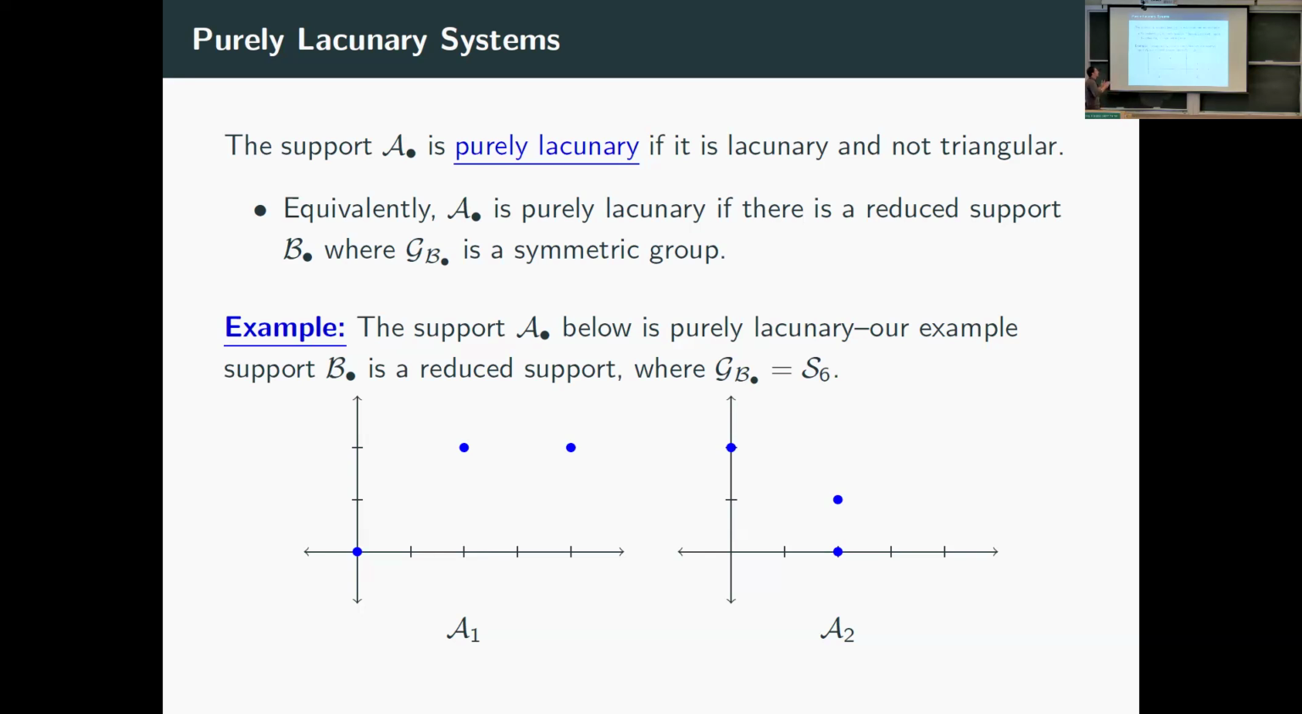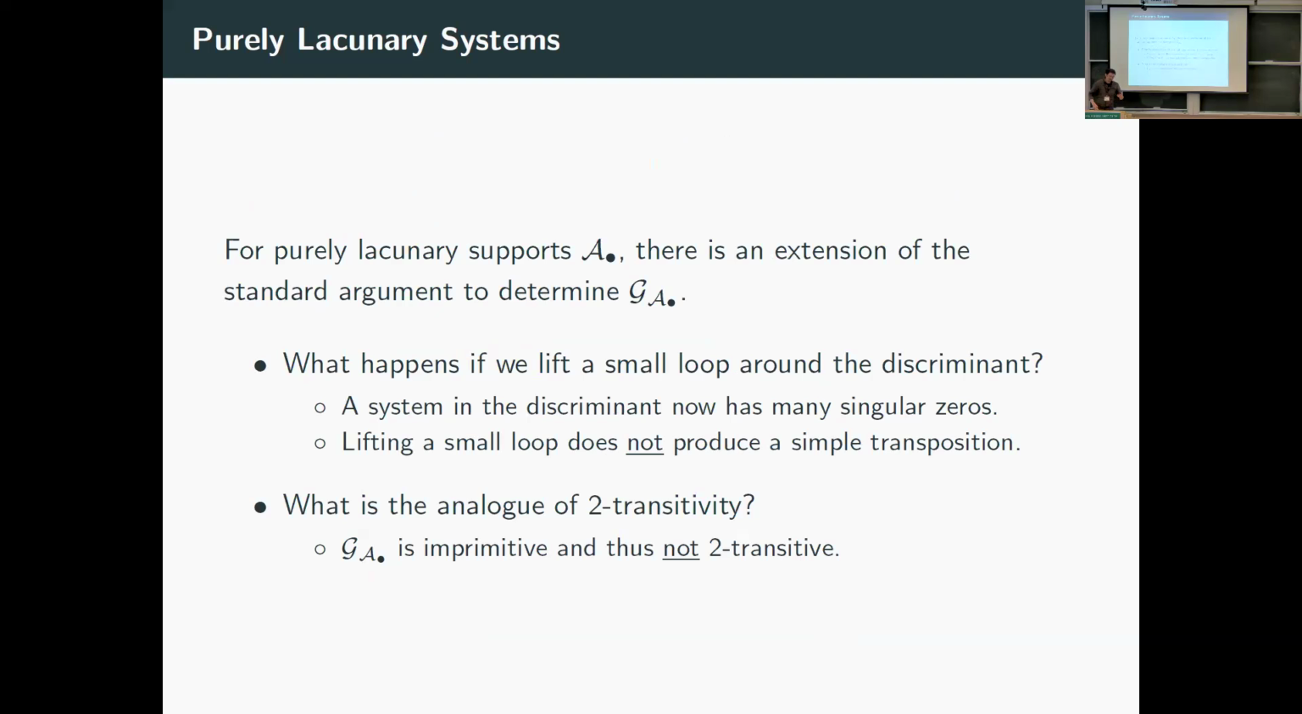So what can we do with these purely lacunary systems? What actually helps us and allows us to determine what the structure is? And so we end up doing the standard argument to figure out what the Galois group is. And then once we know what the Galois group is, then we can figure out what this structure is.